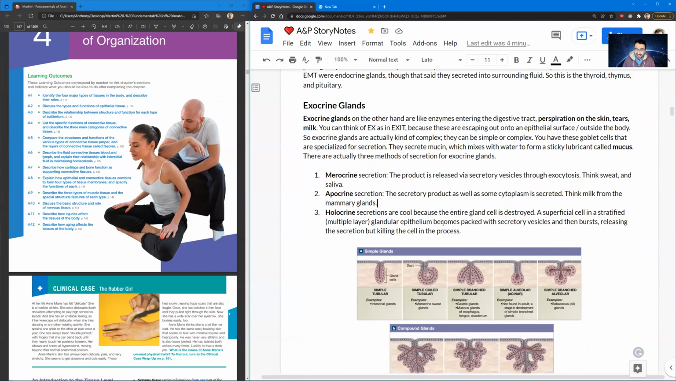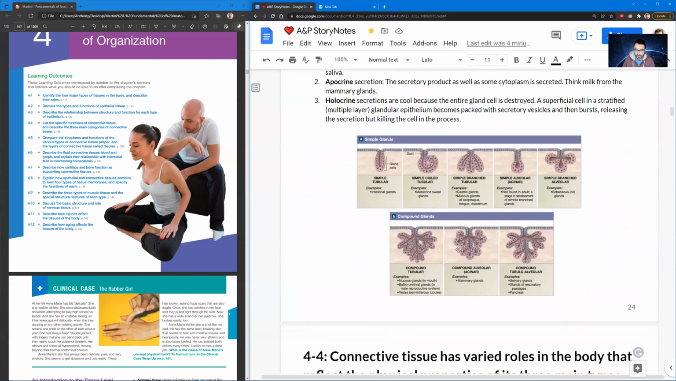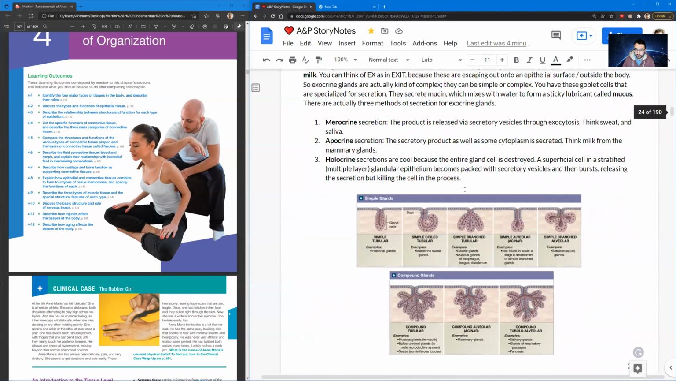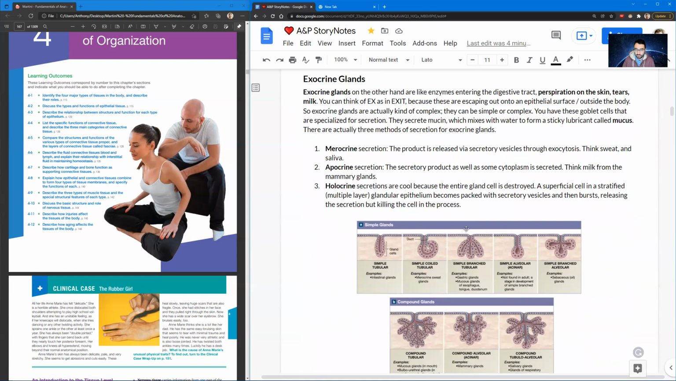Then we have holocrine secretions. Now, these are cool because the entire gland cell is actually destroyed, and a superficial cell, there's actually a bursting that's happening here, and it kills the cell in the process. All right. I actually don't have an example of that here.